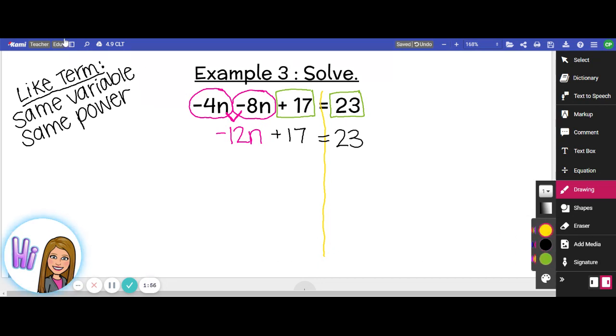So now I want to isolate this variable n. I'm trying to get him all by himself. The negative 12 is still connected to him, but this positive 17 I can get rid of pretty easily by subtracting 17. The opposite of plus 17 is minus 17. But if I do this on one side, I have to also do that on the other side. So that 23 is going to have to be subtracted by 17. So that cancels out this 17 term, but I'm still left with my negative 12n.